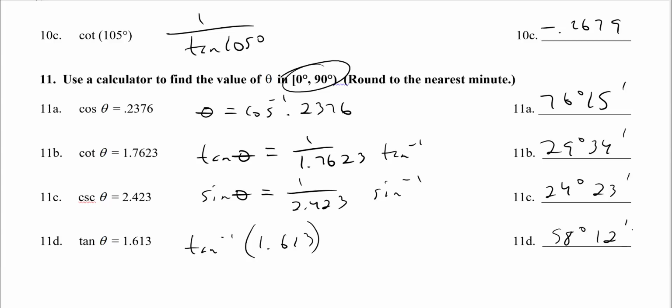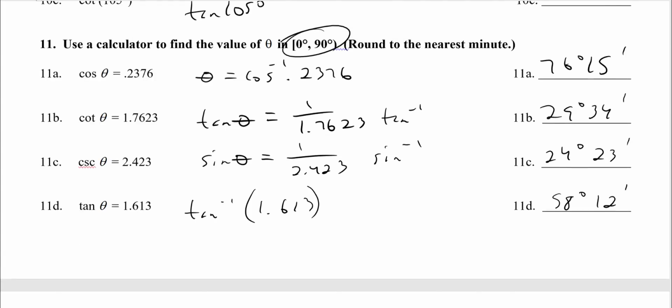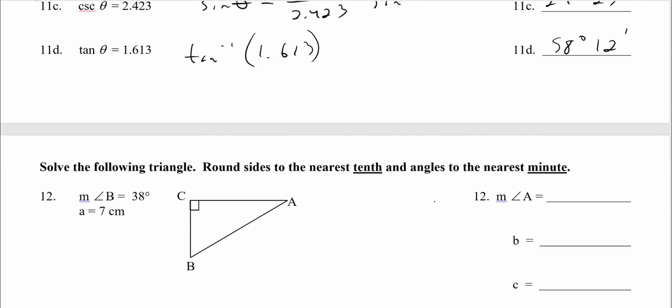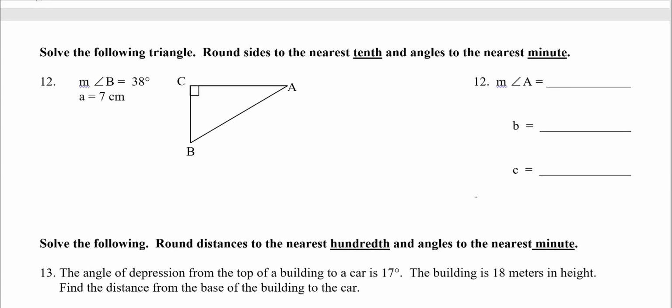All right, so let's keep moving on here. I guess we've been in chapter 2 a long time already. Okay. All right, so let's take a look at the next one. So solve the following triangle, and notice this is a right triangle, so we can use right triangle trig, which is nice. If it's not a right triangle, you have to use law of sines, law of cosines. Okay. So anyway, I give you angle B is 38 degrees.